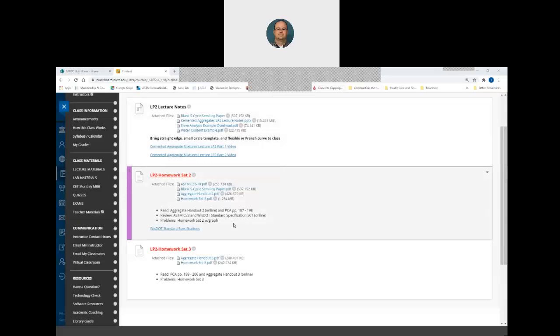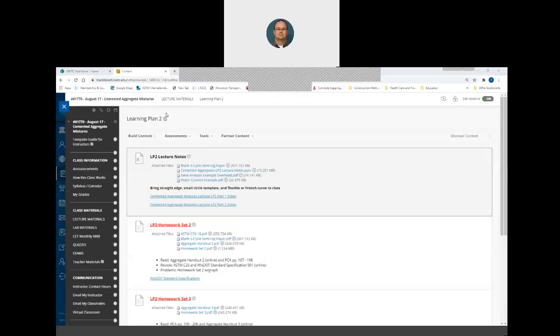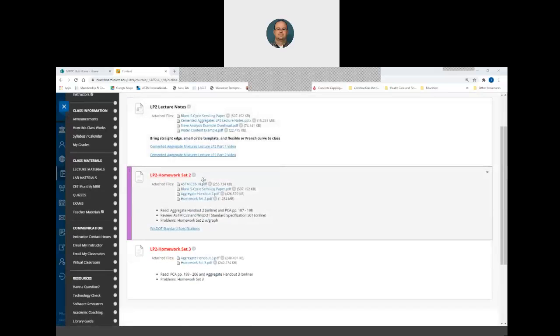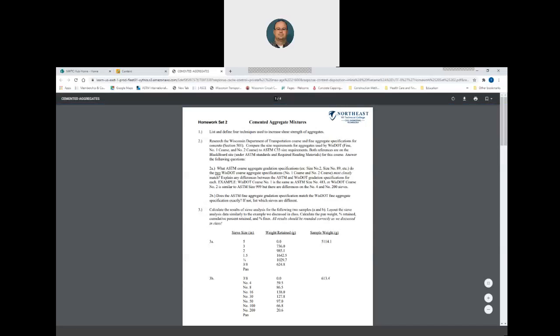All right, so I'm in the Blackboard shell under class materials. If you go into Learning Plan 2, lecture materials, let's take a look at the homework, okay? Homework set 2, all right? Basically, find four techniques used to increase shear strength of aggregates.